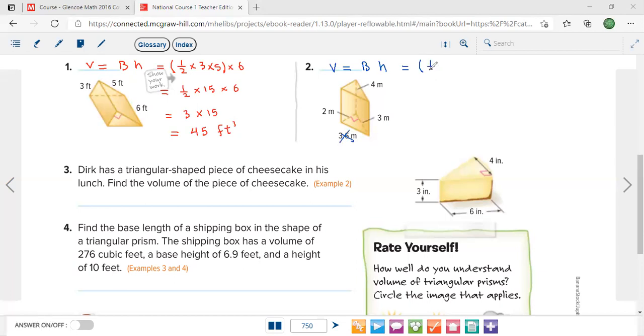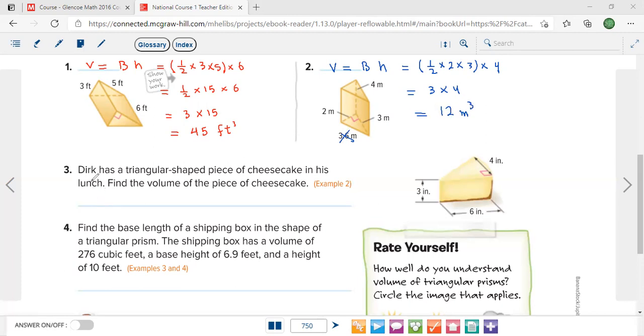So this is half multiplied by base length, which is 2, height length, which is 3, multiplied by height of the prism, which is 4. So half of 2 is 1, multiplied by 3 is 3, multiplied by 4, this would be 12. Of course, 12 meter cubed.